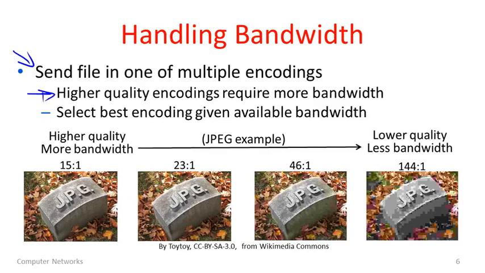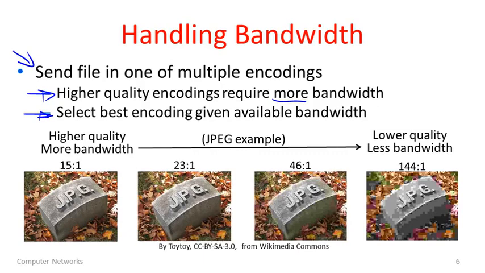Choosing higher quality encodings will give you a nicer picture and result, but require more bandwidth. The files will be larger, so they'll require more network bandwidth to transfer. Similarly, you could use a lower quality encoding and save more bandwidth. What you can then do is select the best encoding which will fit across the network given the available bandwidth.